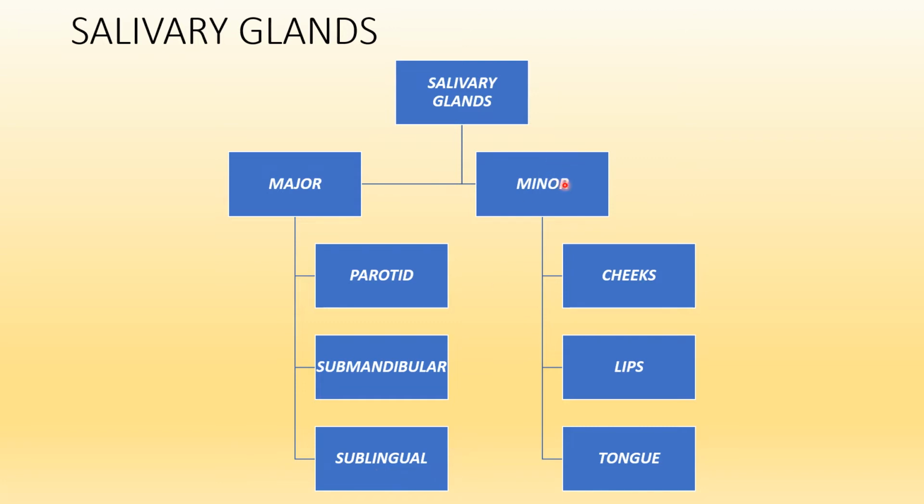And coming to the minor salivary glands, the labial glands are present in the lips, and buccal glands are present in the cheeks. Von Ebner glands are present in the tongue. All these finally drain into the Wharton's duct.